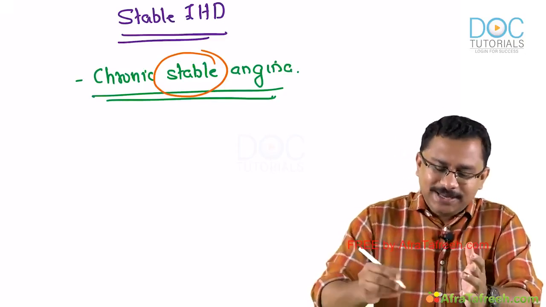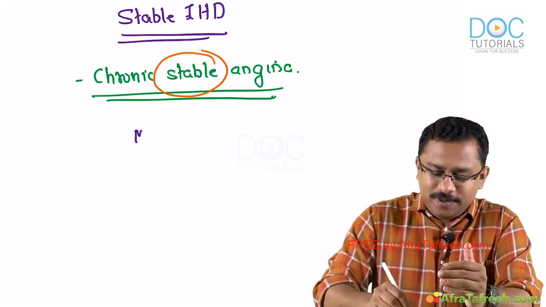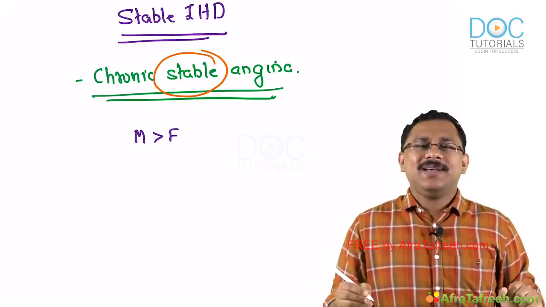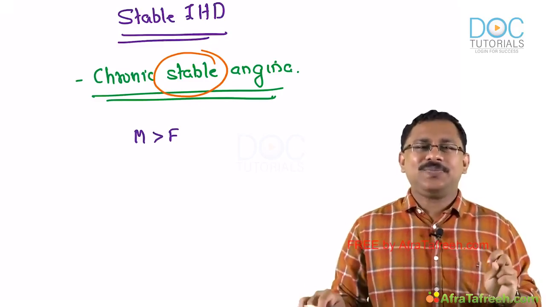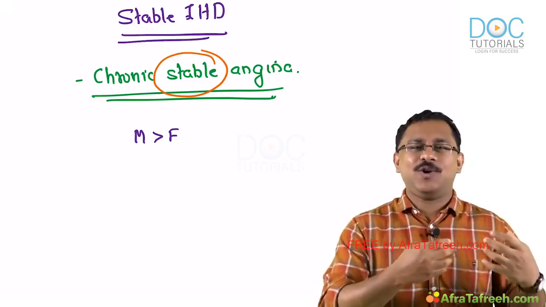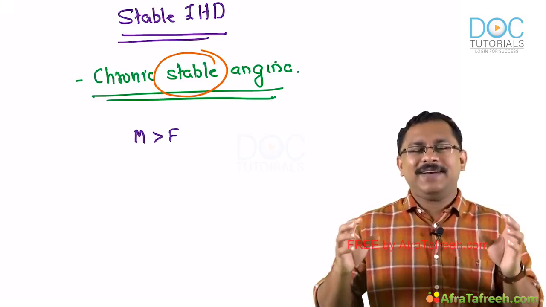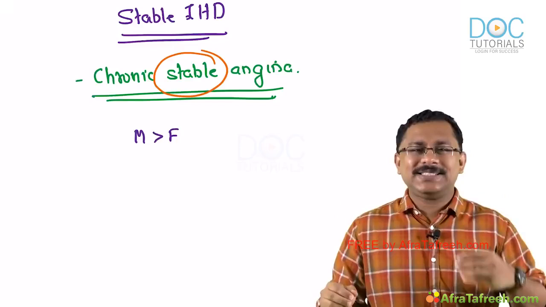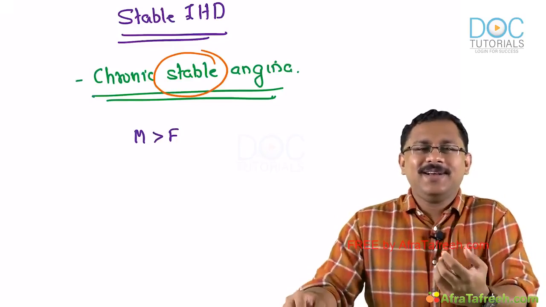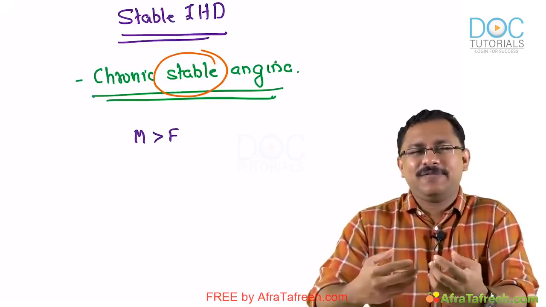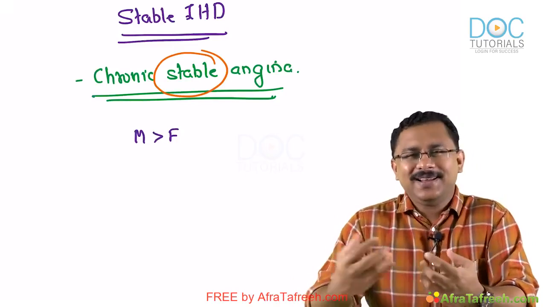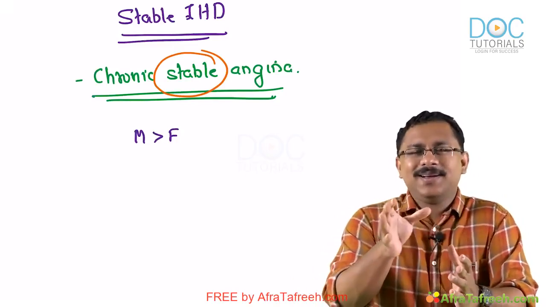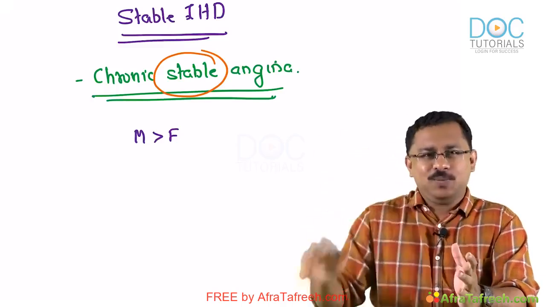So chronic stable angina is often more common in males than females, quite clear. And in females also, especially before menopause, they often have a protection from estrogen. Estrogen is offering a protective action against development of atherosclerosis and other coronary events. So often females develop coronary events after menopause.